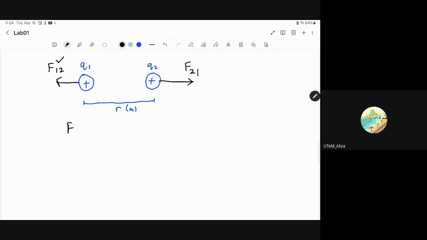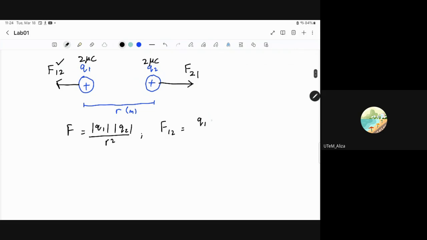Just now, you know that F equals k Q1 Q2 over r squared. You take Q1 and find its absolute value, and Q2, use the absolute value as well, divided by r squared. So if you want to find F12, you take Q1, and since Q1 is given as 2 micro C just now, both have the same positive C value.